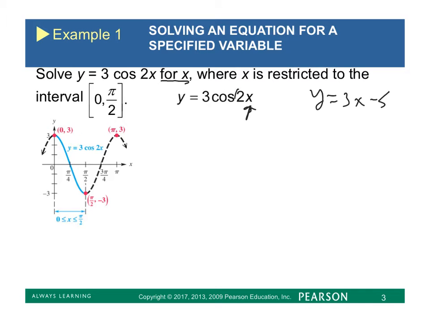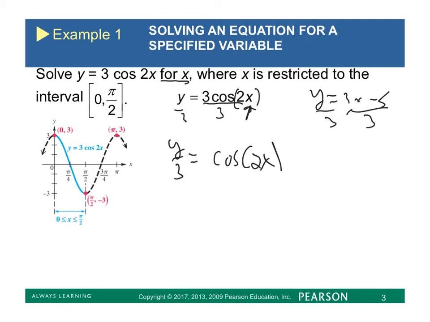Now, be careful. This 2x is an argument. It's an angle. And I don't know what x is, so I can't just plug it in. I need to isolate and get everything away. Just like on that problem, where you would divide both sides by 3, I divide both sides by 3 here as well. So y over 3 equals the cosine of 2x.